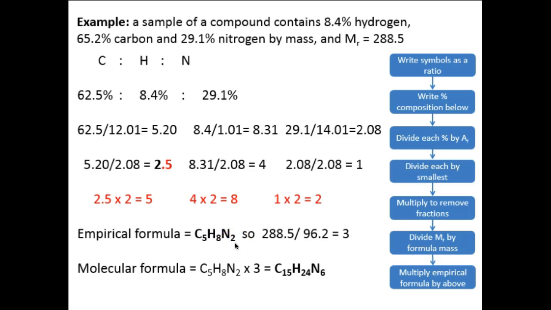To figure out what the molecular formula is, you add up and find the mass of the empirical formula. And they give you the molecular formula mass in the problem. So you do molecular formula mass over empirical formula mass, and you get 3, and then you distribute that in.